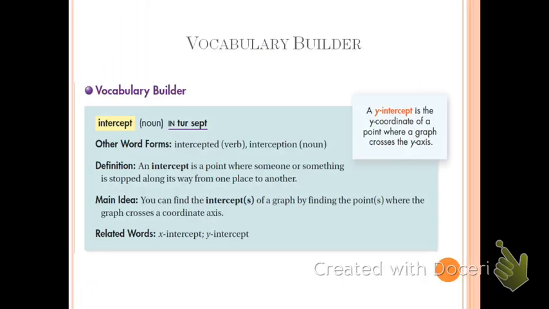So an intercept is a verb. It's where it intersects the x or y axis, something stopping it along the way. So you'll see the words x-intercept and y-intercept. It just wants to know where the line's going to cross the x or y axis.